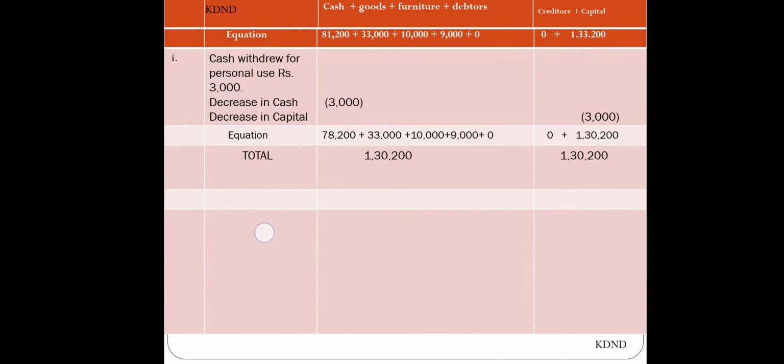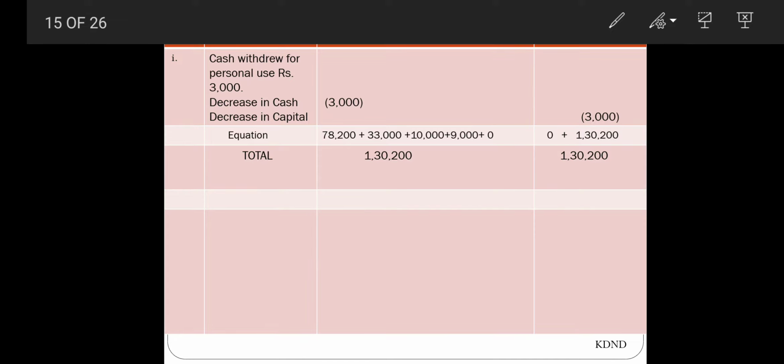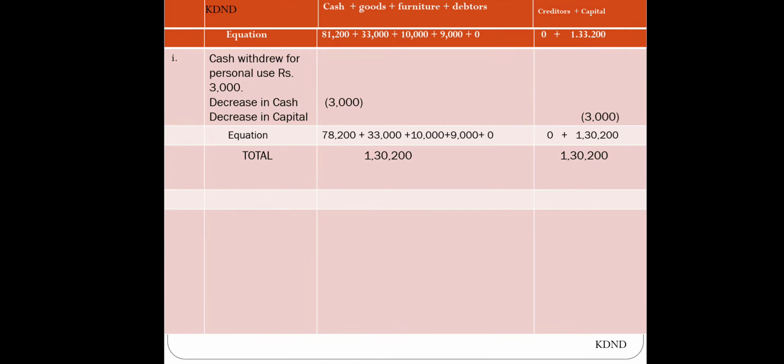Now, sorry, one transaction is left. Cash withdrew for personal use. So for cash withdrew for personal use, you are going to reduce your cash by 3,000 and capital is reduced by 3,000. So ultimately both the sides tally with 1,30,200. So that is your equation setup.